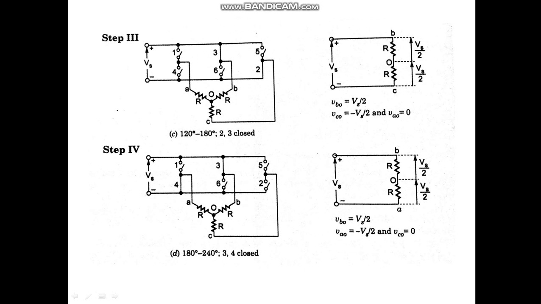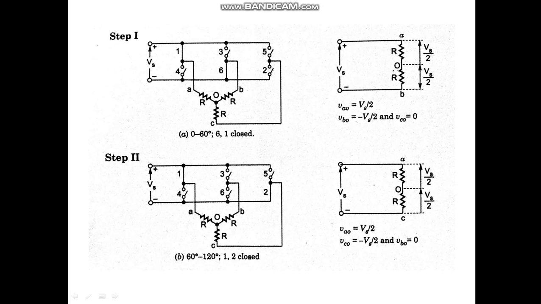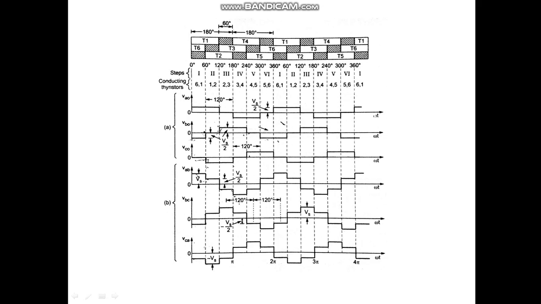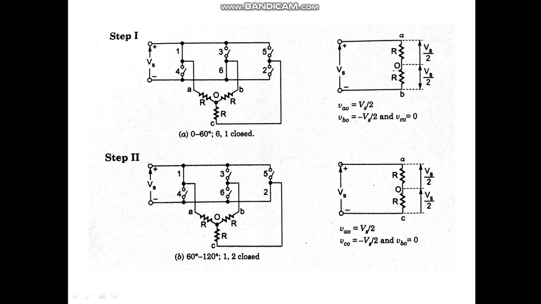Coming back, see here at this point, we can see the switches. Where is step 1? T1 and T6 are conducting in the first interval: 6 and 1. So with 6 and 1 conducting, R phase is connected to the positive terminal, Y phase is connected to the negative terminal, and B phase is not connected at all to the source. It is hanging. So this is the diagram.